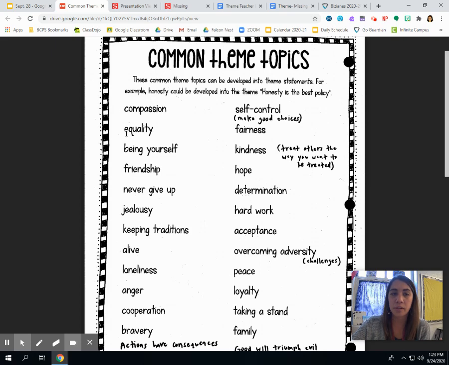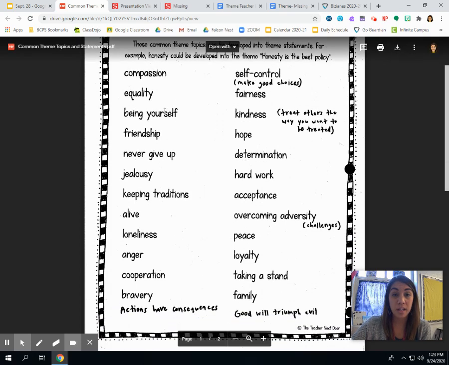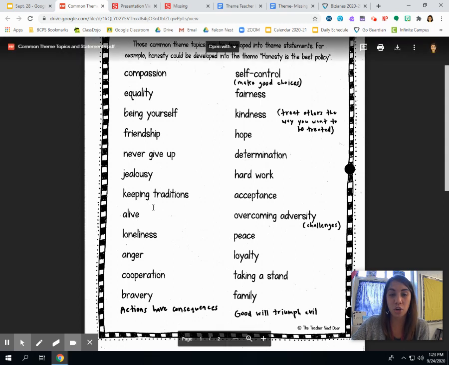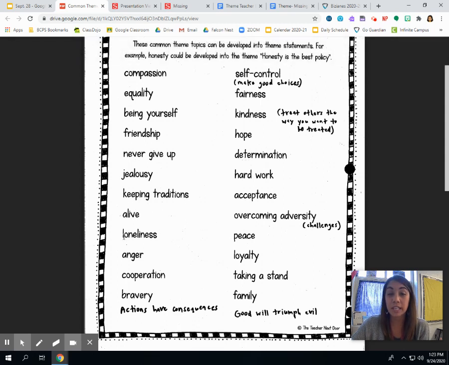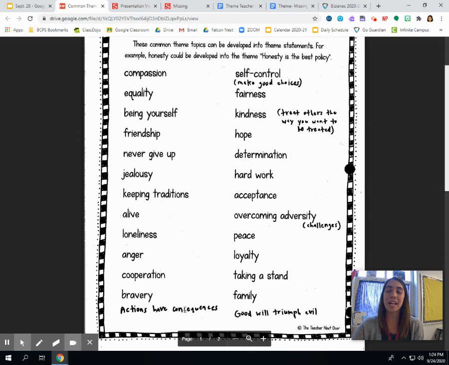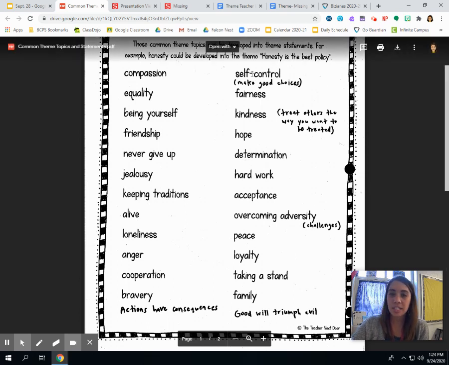Compassion or care for others. Equality, treating people the same. Being yourself, even when other people aren't. Friendship, being a good friend, never giving up. Sometimes jealousy. Keeping traditions, like things that your family does. Keeping traditions alive, that should all be together. Loneliness, anger, cooperation or teamwork, bravery, ooh, actions have consequences.